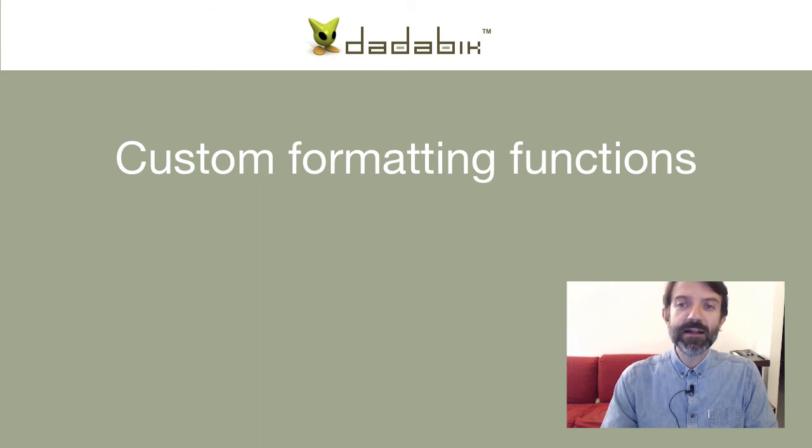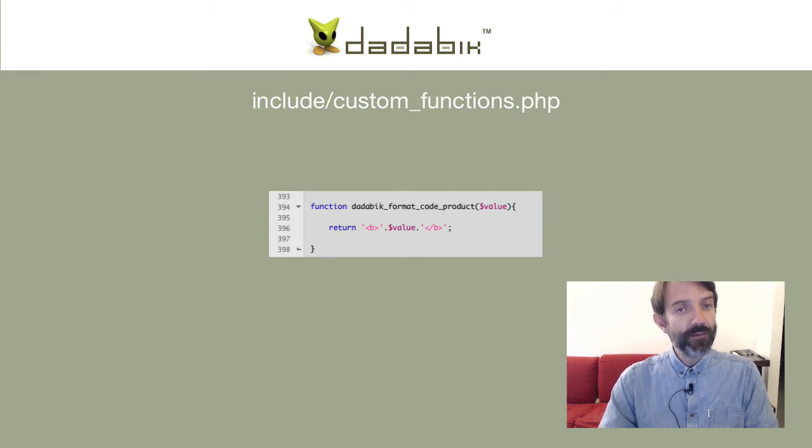For example, let's take again the code product field, and let's say we want to display it in bold. Again, we create a function, we call it DaDaBIK format code product, and this function is called every time a product code needs to be displayed. The function accepts in input the variable value, which is the value of the field, and needs to return the value formatted as we need. In this case, what I did using string concatenation was to surround the value by the HTML tags b and close b, which make a text bold, basically.